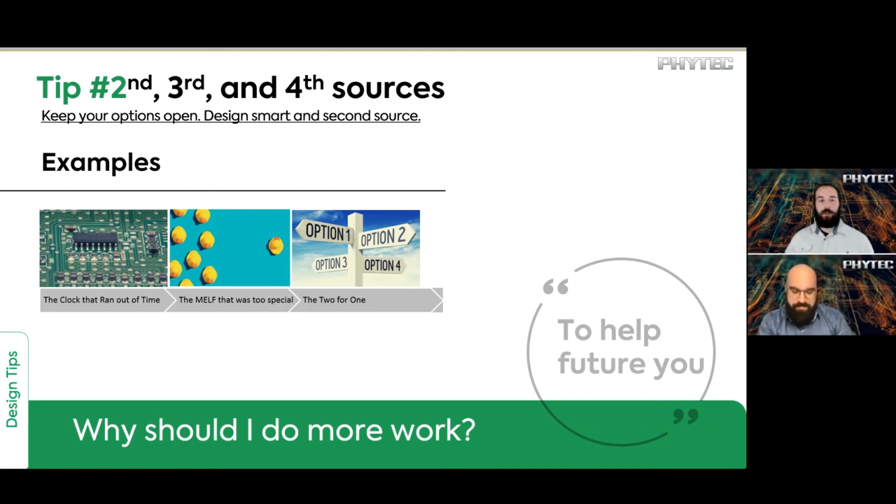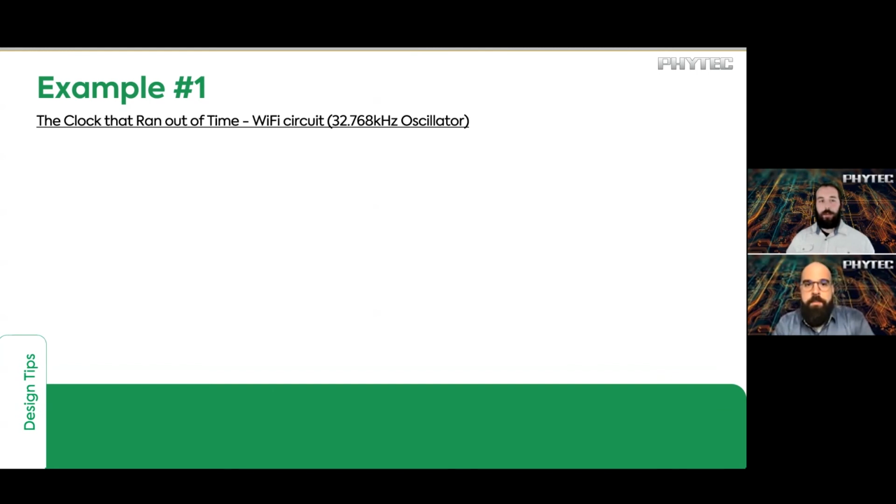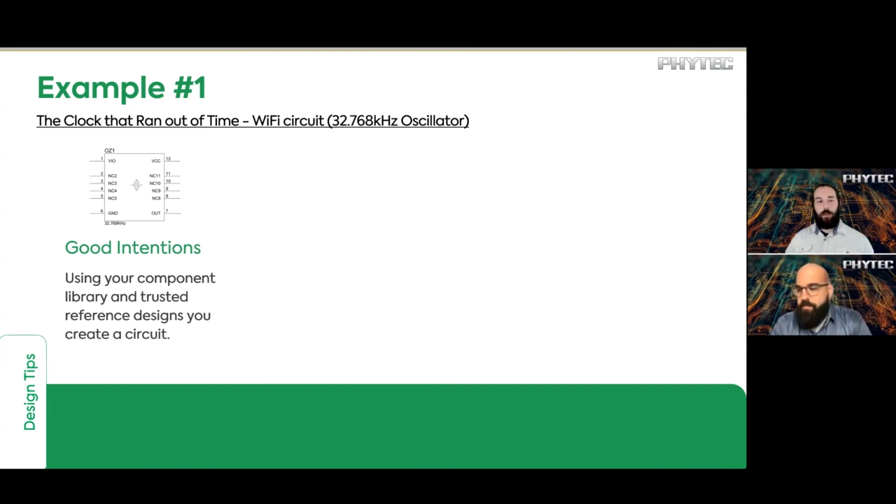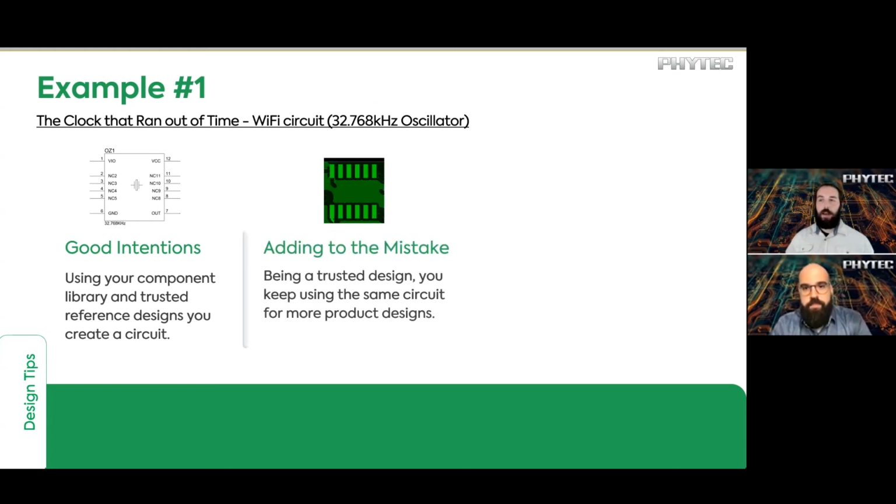We have some examples here, some stories from our customers and from our engineers here at PHYTEC that have faced some problems in their design and with second sourcing that reaching out to supply chain or making smarter decisions could have helped with. So the first example we're going to talk about is the clock that ran out of time. Say you design down a Wi-Fi circuit, you have to pick a slow clock, you pick an oscillator from your library and create your circuit based on a trusted reference design. After you've made that, tested it, and verified it, all your other engineers at the company, anytime they want to put down a Wi-Fi circuit, just copy your design and put it into their system, sometimes years down the line later. And then finally, eventually that part becomes EOL.